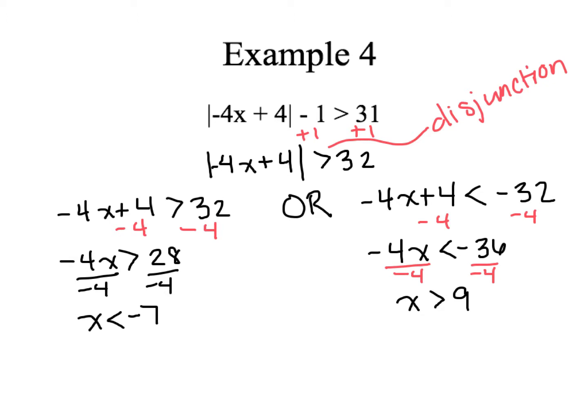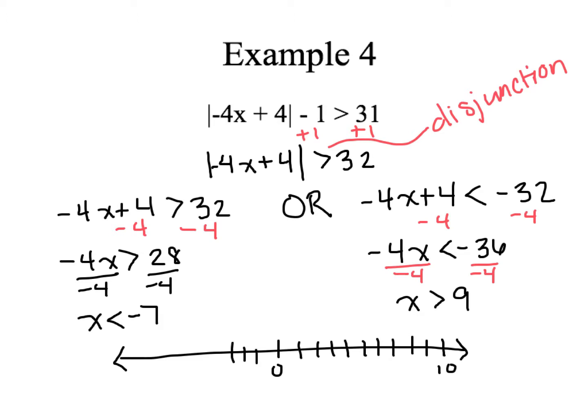Now I am going to graph my inequalities. 1, 2, 3, 4, 5, 6, 7, 8, 9, 10. Okay, so x is less than negative 7. 1, 2, 3, 4, 5, 6. And it's an open circle, and it's less than, the arrow is going that way. And x is greater than 9. It's 1 before 10. My arrow goes that way. And there, I'm done.